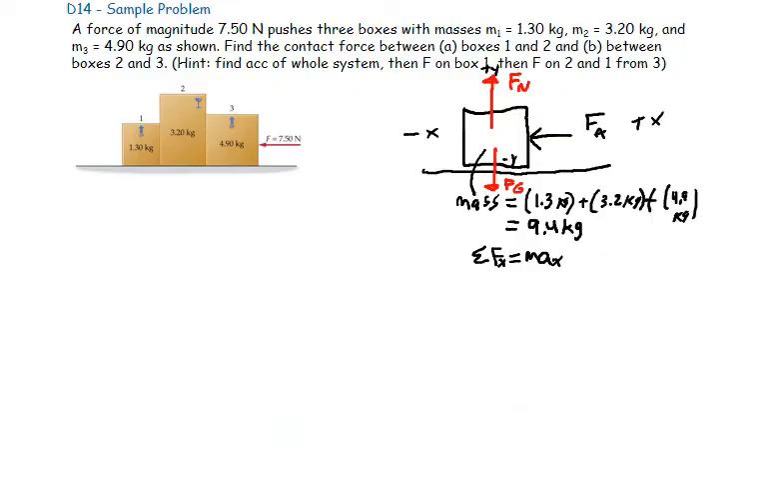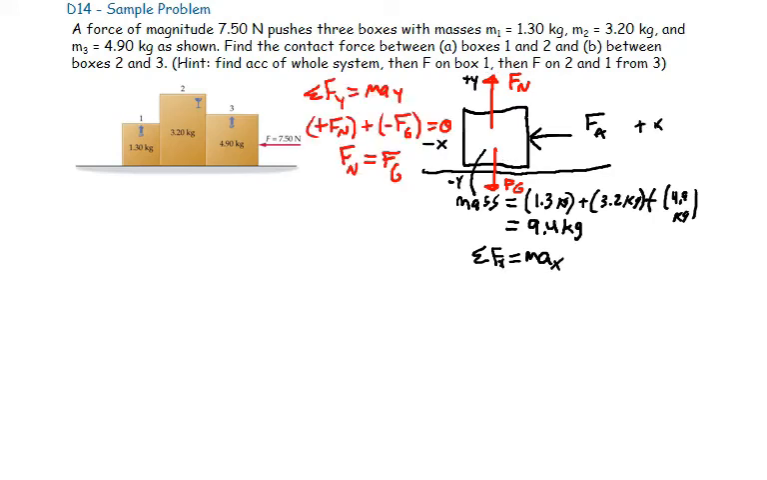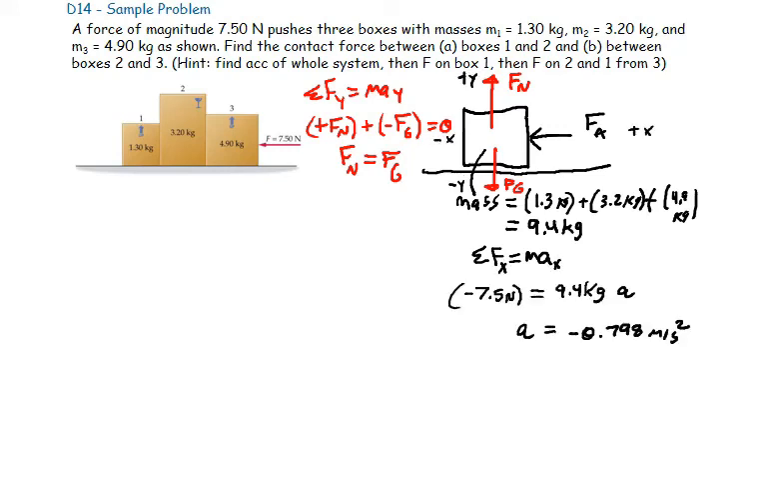Okay, so now that we have the setup here with the free body diagram, we've got the normal force, we've got the force of gravity, we have the force applied, and we're treating this all as one object, we can determine the acceleration. So we know that the normal force and force of gravity are balanced, and the acceleration of the whole system is negative 0.798, and so that's the acceleration of the entire system.